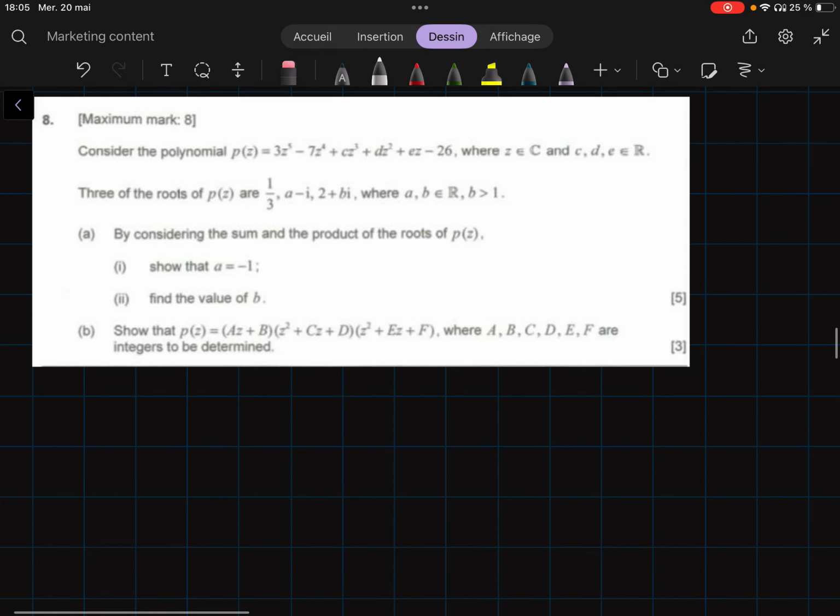Question 8, polynomials. We have real coefficients. This means that you can just look for conjugates, by considering the sum and the product of the roots of P of Z. Okay. So let's first look at the sum. If the roots are a minus i and 2 plus bi, the other roots would be a plus i and 2 minus bi.